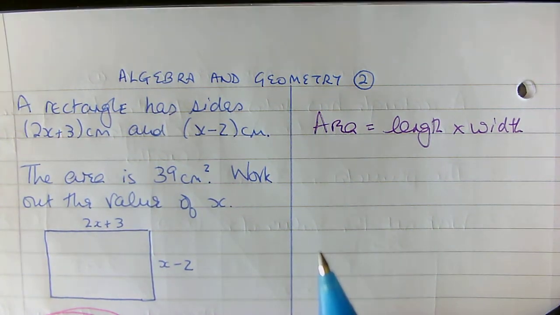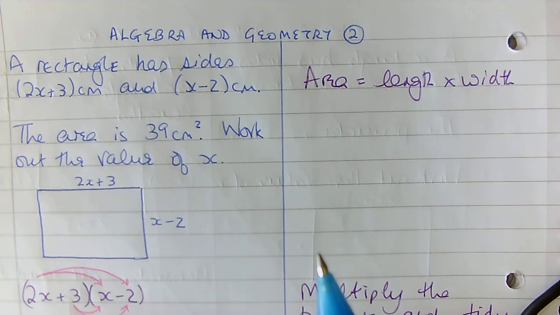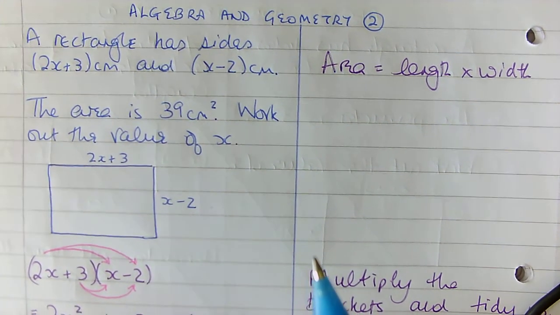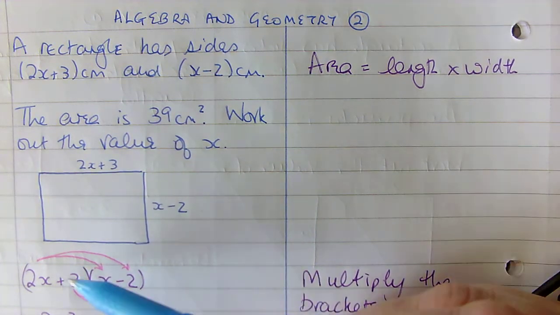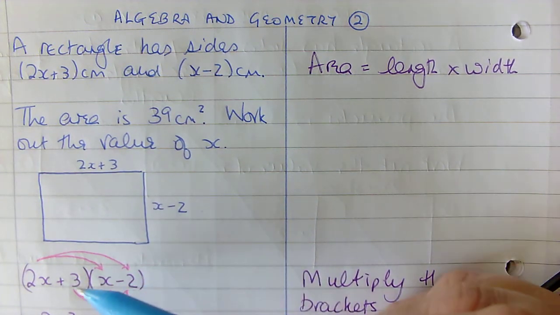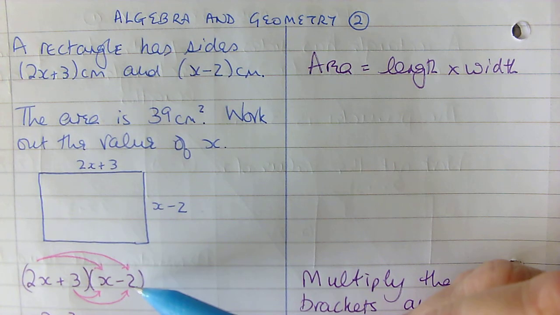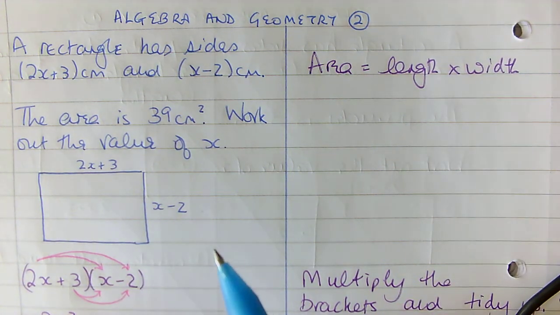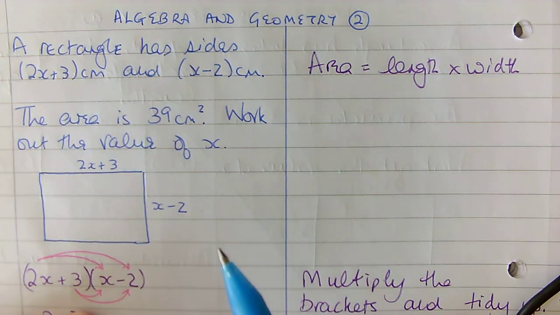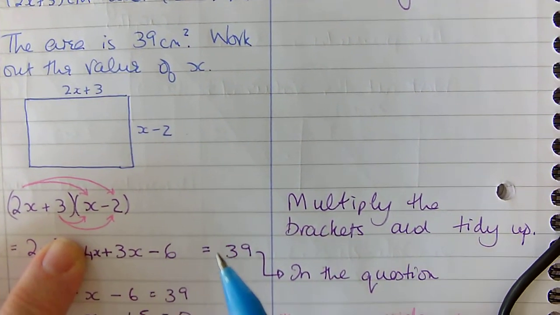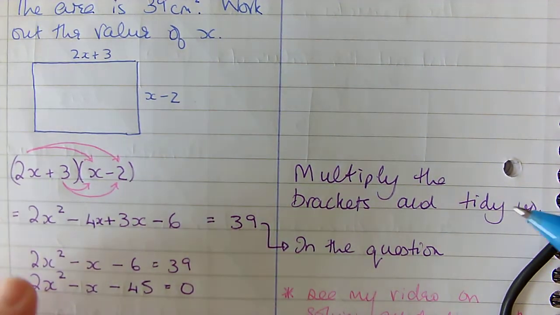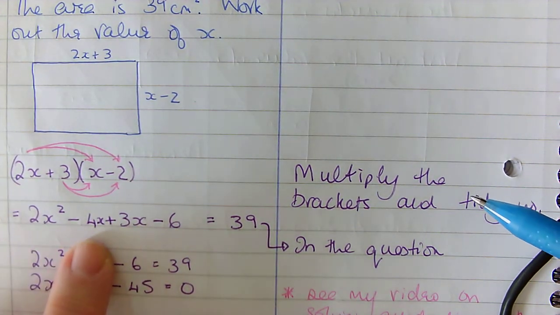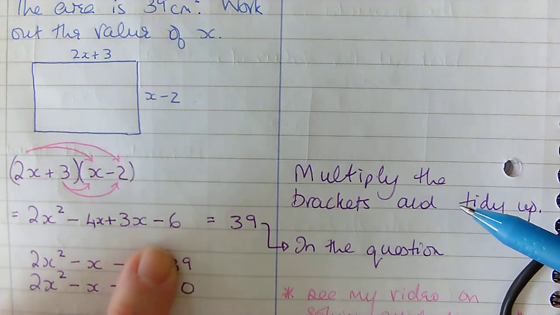So remembering that area is length times width, I would write down the length and the width as a multiplication, so two sets of brackets multiplied together using whichever method you prefer. This one is known as the claw or the parrot's beak, and what that gives us is 2x squared minus 4x plus 3x minus 6.